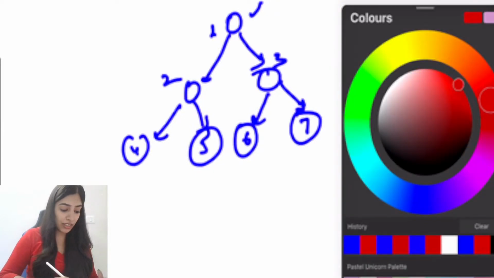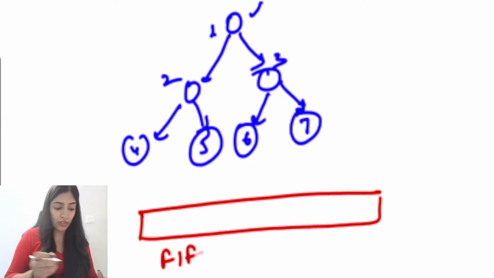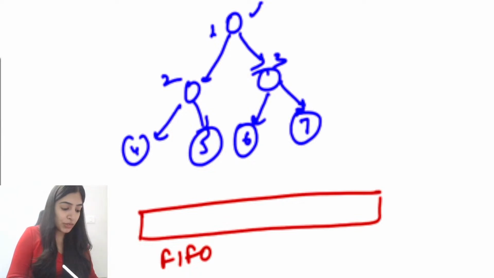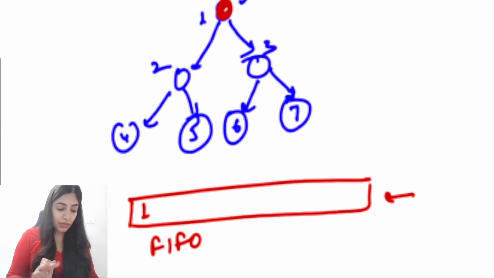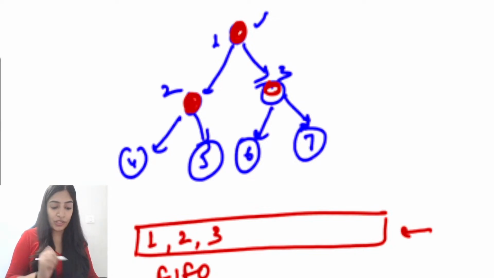We have taken a queue. What does a queue do? It does FIFO, first in, first out. So whichever element I push first, I am going to take out first. So I push 1 in first. Now what am I going to do? I'm going to push 1's children. So 1's children are what? 2 and 3, in the same order. So 2 I'm going to push first, then I'm going to push 3. So 2 and 3 I've pushed.